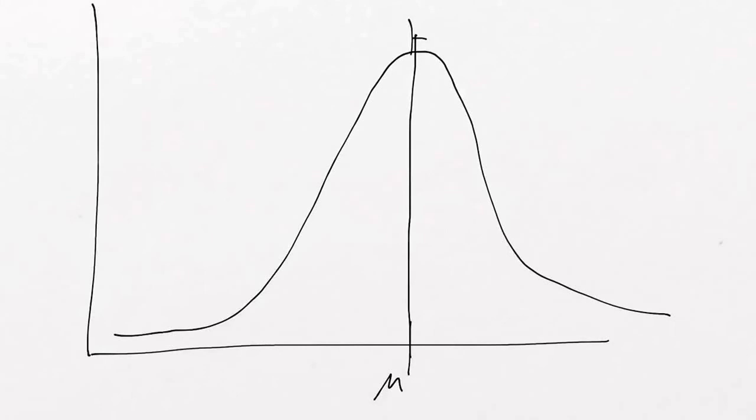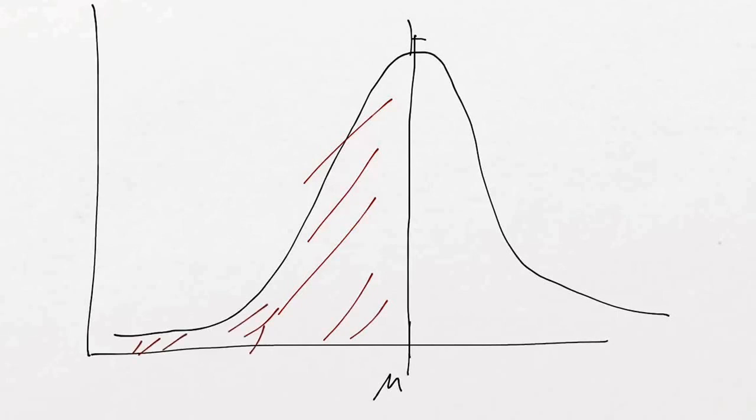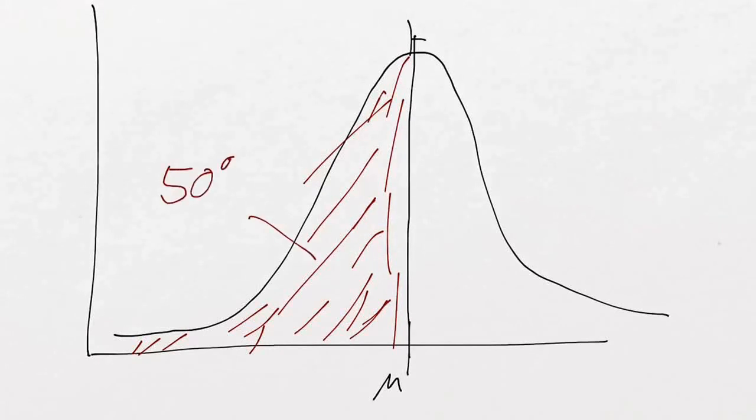Okay. First question. If you look at something like that, can you make a prediction about how much of your data are below the mean and how much of your data are above the mean? How much of your data are in this range? In percent. 50% of your data are below the mean and 50% are above the mean. That's the definition of a mean.